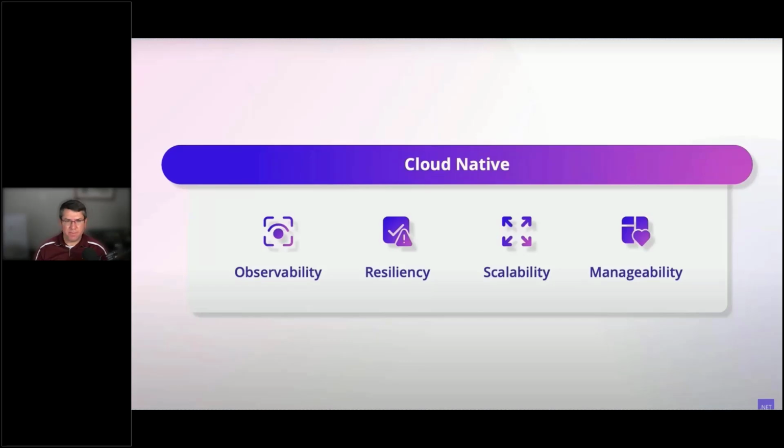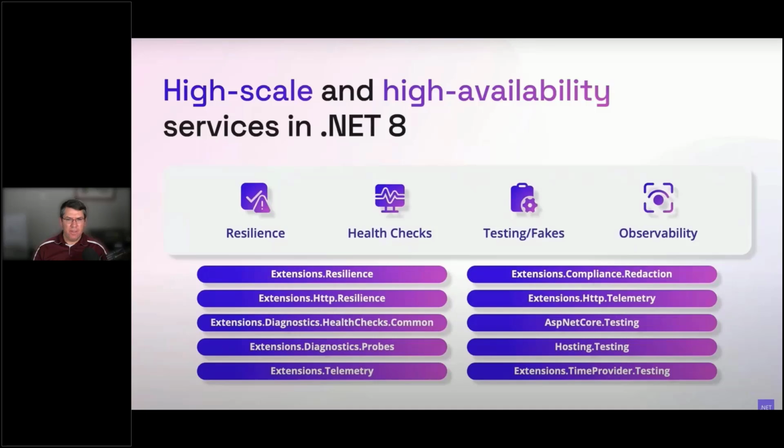And so some of the themes that go with a cloud native strategy are observability, resiliency, scalability, and manageability. And the OpenTelemetry story is part of that observability pillar of the cloud native strategy. But Azure Container Apps has a really good story to tell for resiliency and scalability in particular. So let's dive in a little bit more detail.